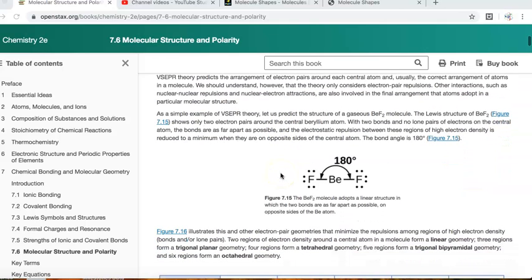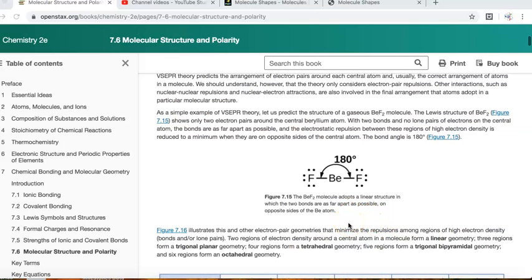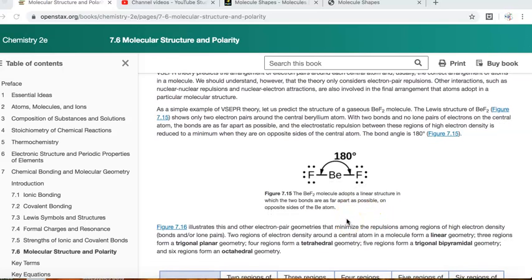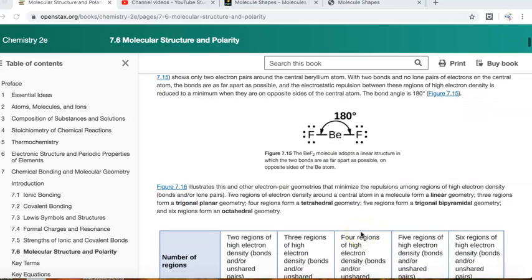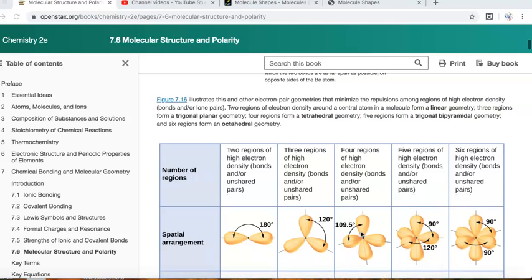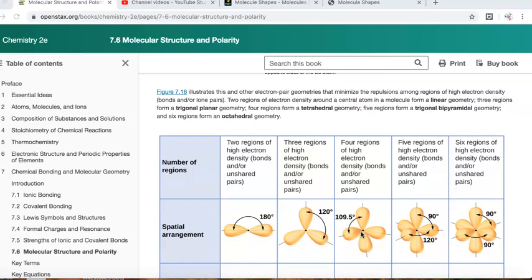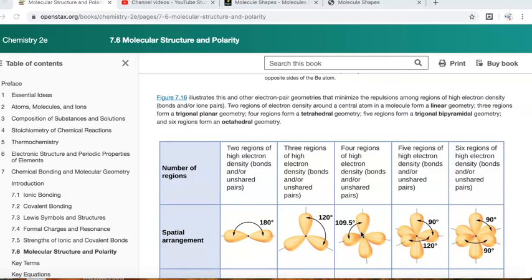So here we have a picture of the Lewis dot structure for beryllium fluoride, BeF2. The molecule here adopts a linear structure, which is referred to as just linear. The bond angle there is 180 degrees. There are some things you have to memorize in order to be able to predict molecular geometry. And so it's part of these tables here that you're going to have to memorize.